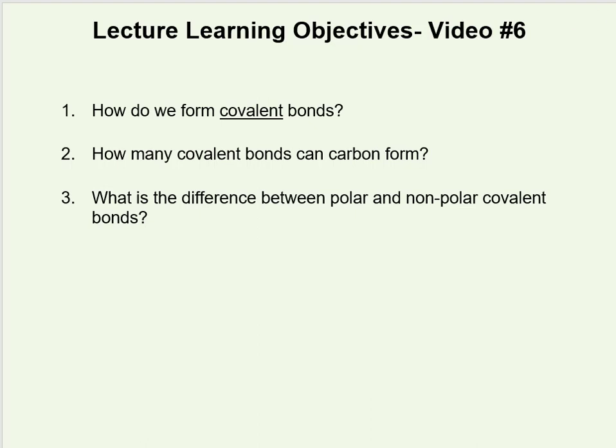So a driving theme that I want you to keep in your mind still is this idea of the octet rule, right? So atom number 1 and atom number 2, if they want to form a covalent bond, ultimately it's all going to come down to this octet rule that we've described earlier. So learning objective number 1 is how do we form covalent bonds? Learning objective number 2 is how many covalent bonds can carbon form?